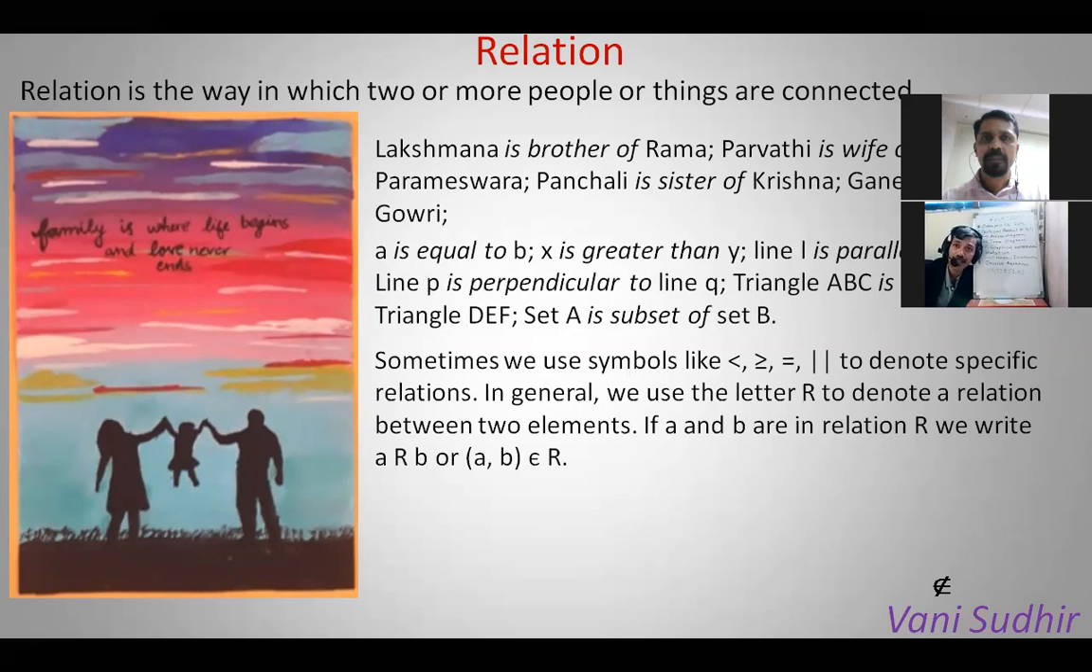See, for this relation, sometimes we can use symbols like less than, greater than, equal to, and the parallel to symbol. So many symbols are there. Or in general, we can denote it with R. That is enough, we can denote it with R. Okay. If A and B are in relation R, we can write like that: A is related to B, or (A, B) belongs to R. Okay, you can write the relation like that.